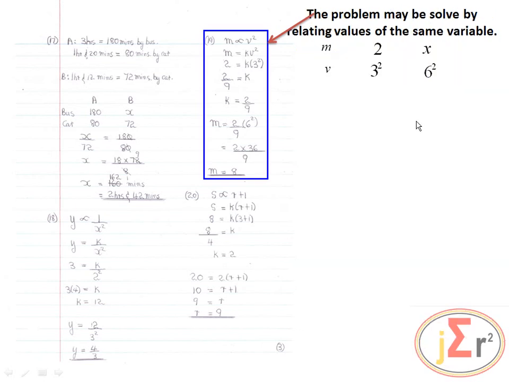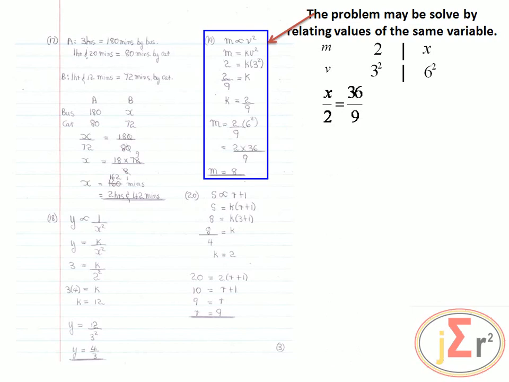But we are showing also on this slide that we may not only relate a value and its corresponding value in the other variable, but we may relate values of the same variable. So we are relating the 2 and the x, and the 3 squared and the 6 squared. So we are relating the two values of m. Then we are relating the two values of v. Whereas on the previous occasion, we showed the relationship between m and the corresponding value of v. So there we have it.